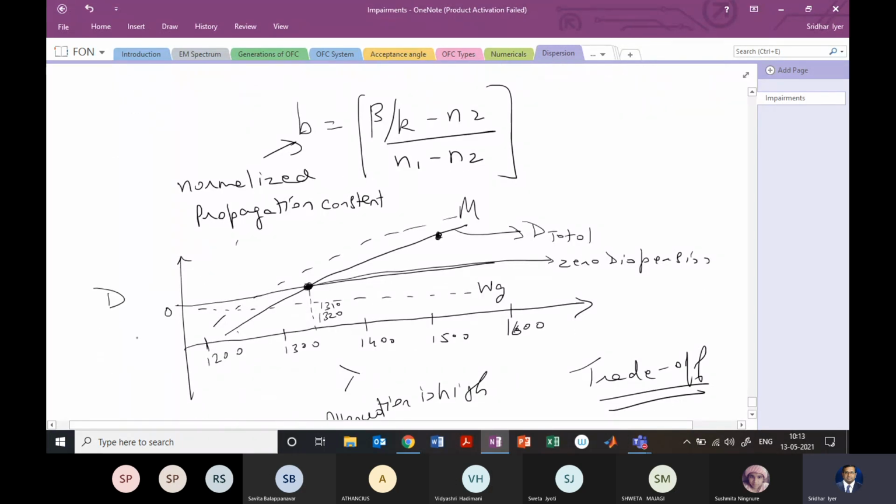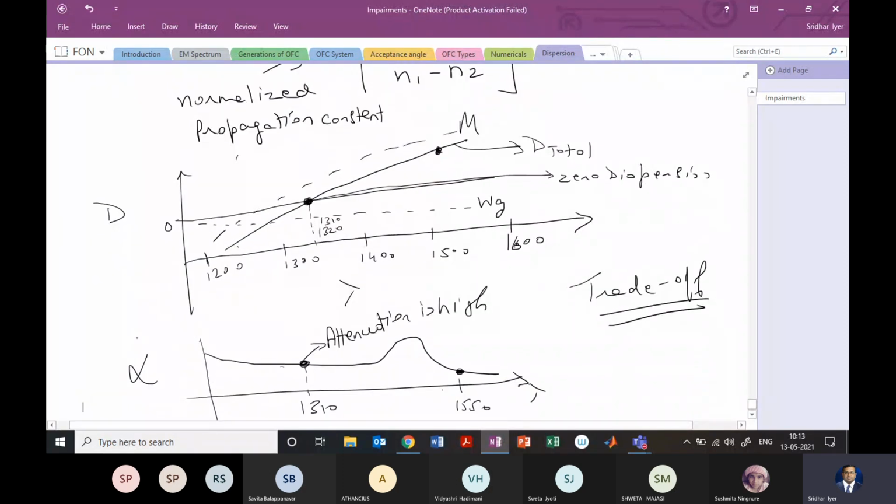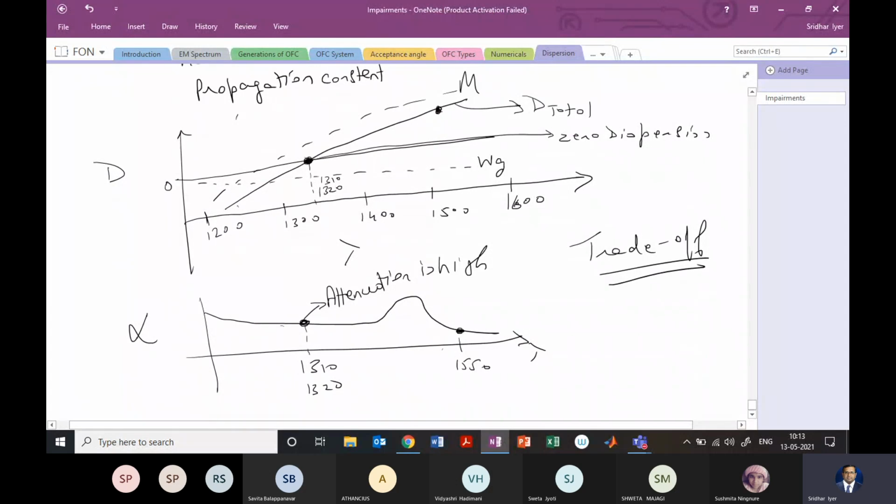So our actual aim is to operate at that wavelength where the dispersion is minimum and attenuation is also minimum, right? So I've drawn these two graphs which you can see on the screen. One is for dispersion and another one is for alpha. I have not specified the units, so assuming this is picosecond per nanometer per kilometer, and alpha will always be in dB per kilometer, and lambda on the x-axis is in nanometers.